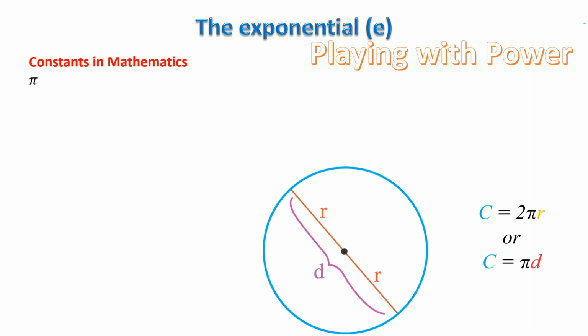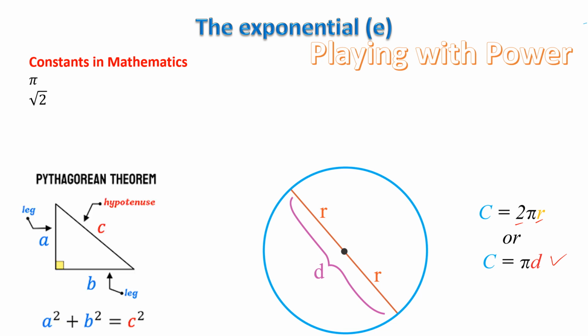Pi is one of them. When it is multiplied with the diameter, it offers the circumference. And this diameter is twice the radius. So 2 pi r is one interesting formula we have learned with the help of the constant pi, which is 3.14. Under root 2 is another constant that comes from Pythagoras theorem.